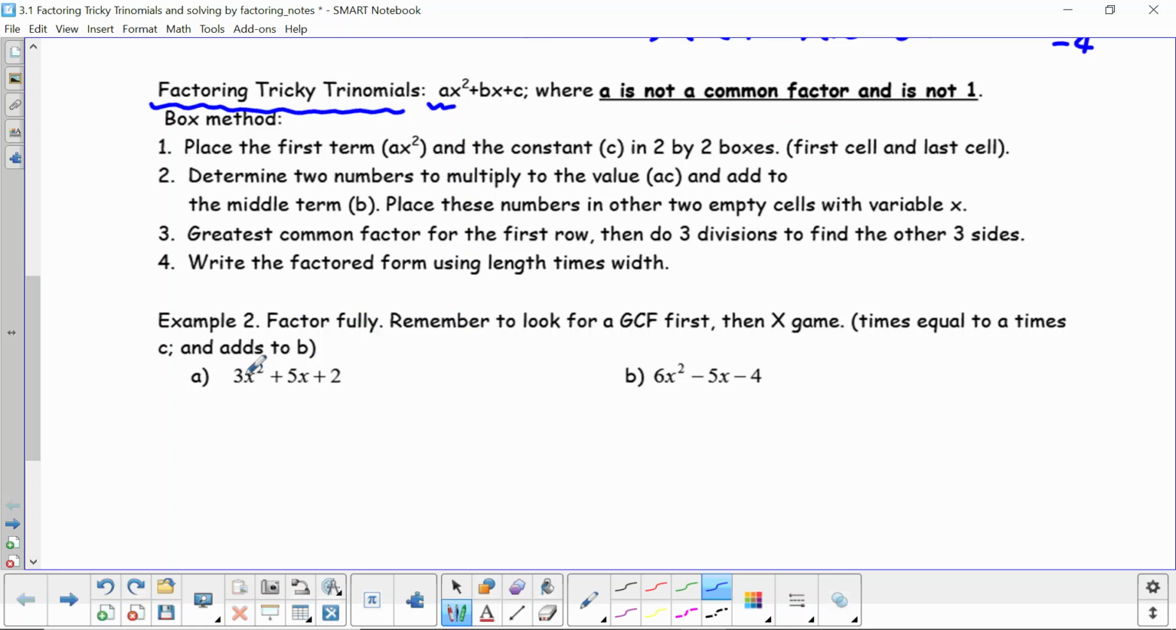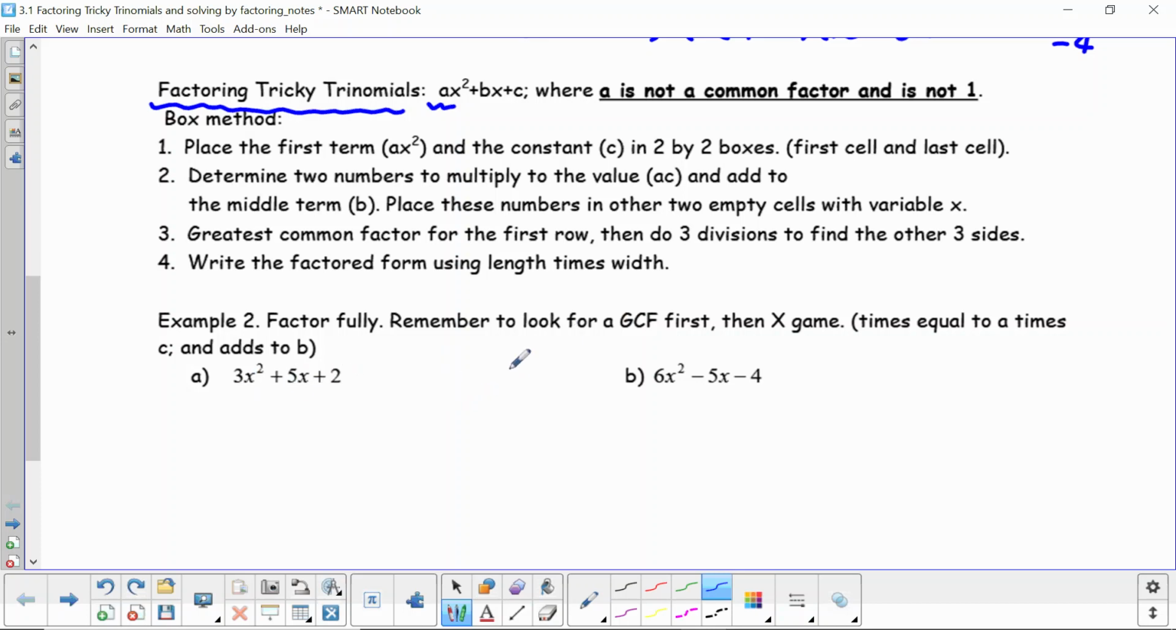Factor fully. Remember, look for the common factor first. 3, 5, 2, no common factor. They are prime numbers. No, 5 cannot be divided by 3. So 3 is not the greatest common factor. And also we don't have other numbers we can take out. We could divide each number by 1, but 1 is not the greatest common factor.